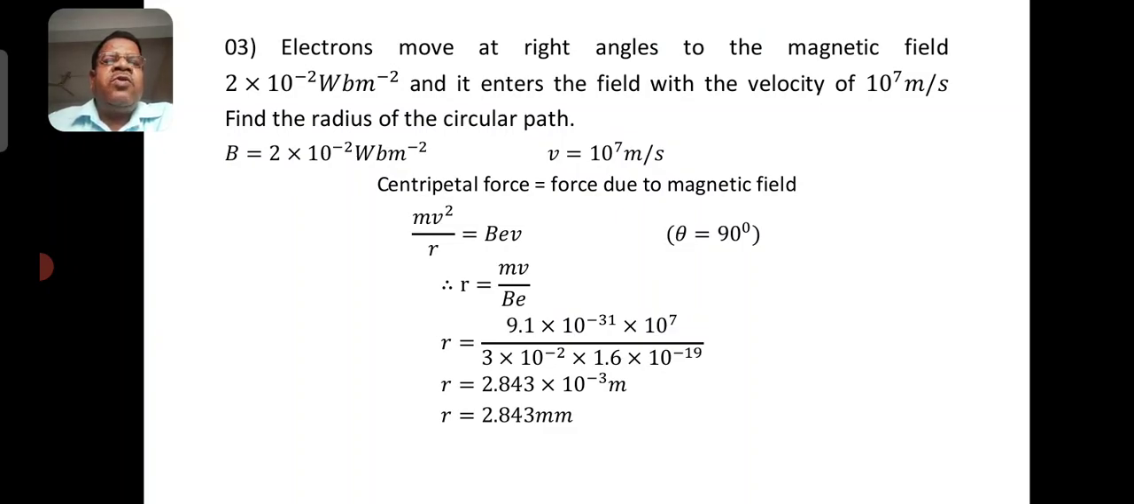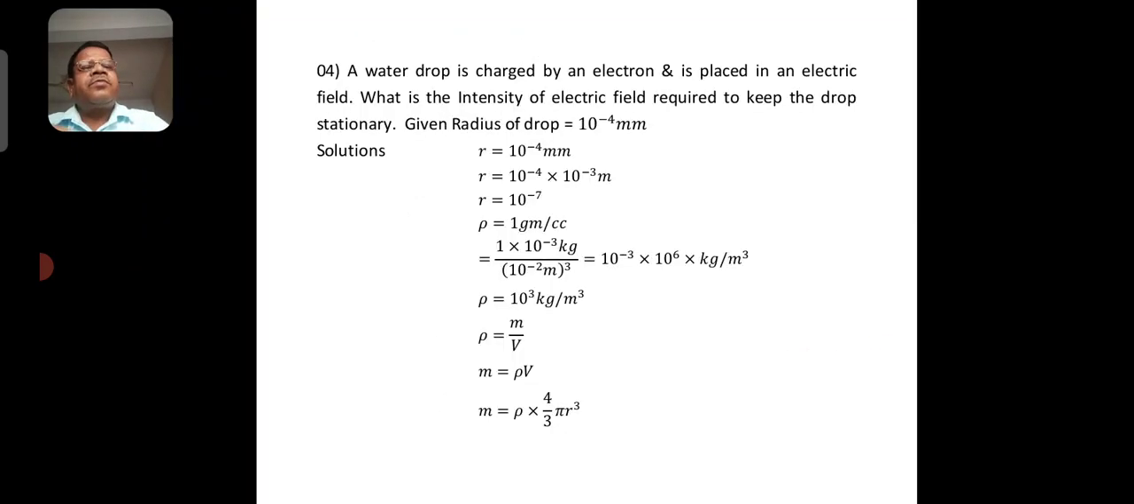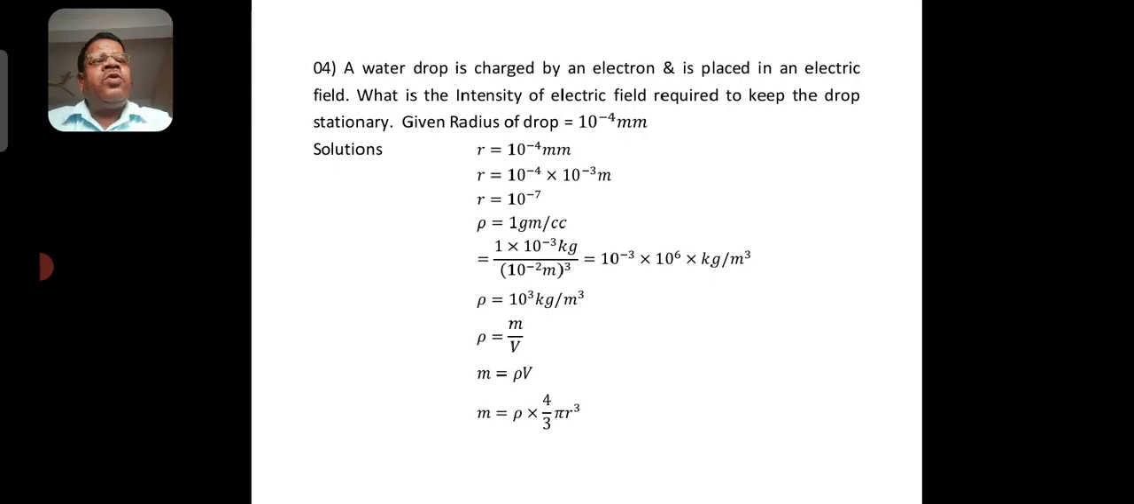That is not 3 into 10 to the power minus 2, that is 2 into 10 to the power minus 2. Finally, we get 2.843 millimeter, that is the radius of the circular path in the magnetic field. Now we go to the fourth problem.